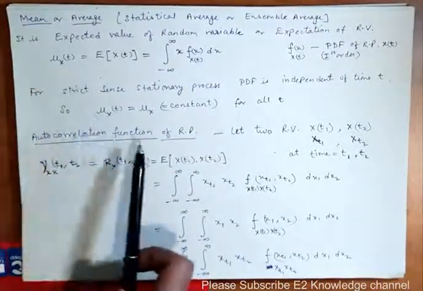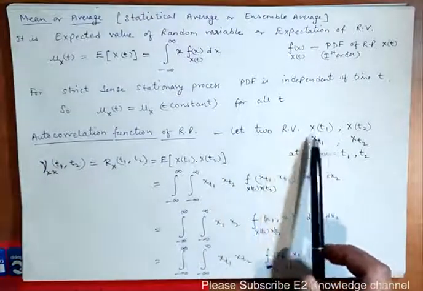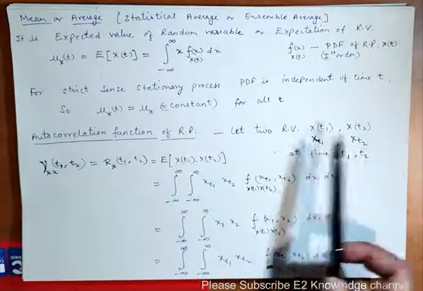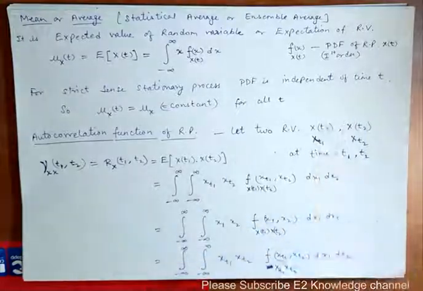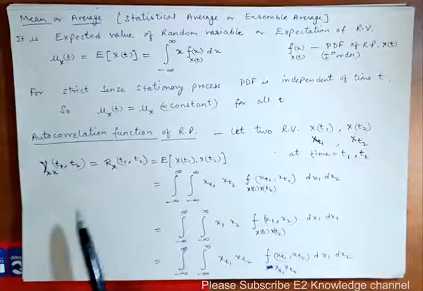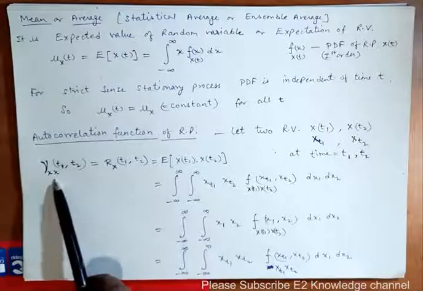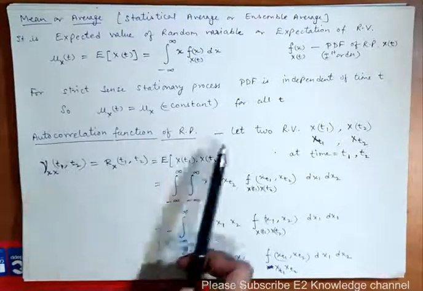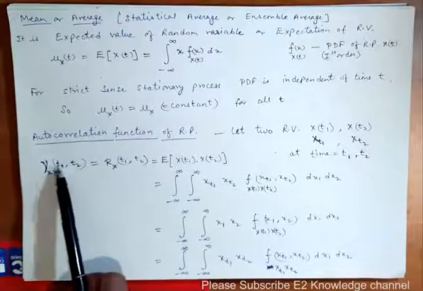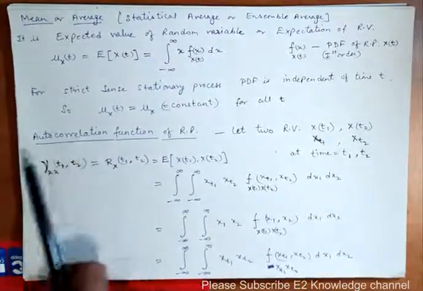Autocorrelation, the second statistical property, is the autocorrelation function of a random process. Now let two random variables be X(t1) and X(t2), at time t1 and at time t2. In some books it is written one way, in some books another way, so we must know all the notations. It is like a gamma function, the autocorrelation of the same random process at two different time instants t1 and t2. It is a representation which will be used many times further.